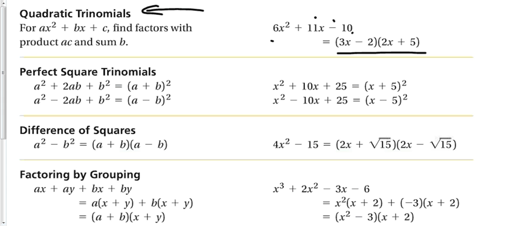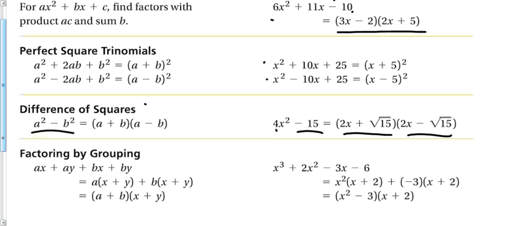Perfect square trinomials, you hopefully are able to recognize both of those fairly easily and be able to factor them fairly easily. The difference of squares, right? That's when we have no middle term and the 2 squares are subtracted by each other. Now this doesn't have to include perfect squares. For instance here, 4x squared is a perfect square, but 15 is not. We can still factor it using radicals in this case.